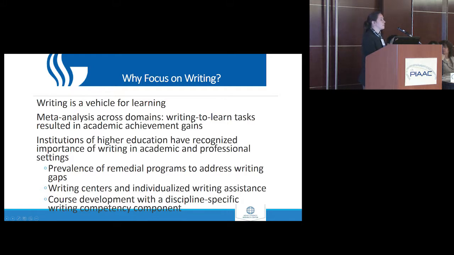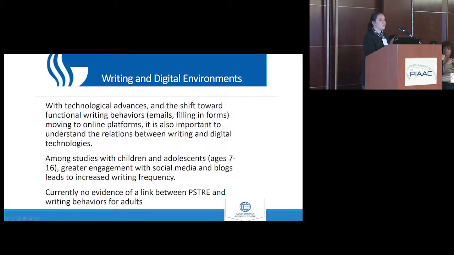The second piece to this is understanding writing in relation to digital environments. So in particular with our functional writing variables, there's a shift towards moving to online platforms for filling in forms. So it's also important to think about the relation between these writing behaviors and the PSTRE domain. At least among studies with children and adolescents, greater engagement with online platforms such as social media and blogs does lead to increased writing frequency.